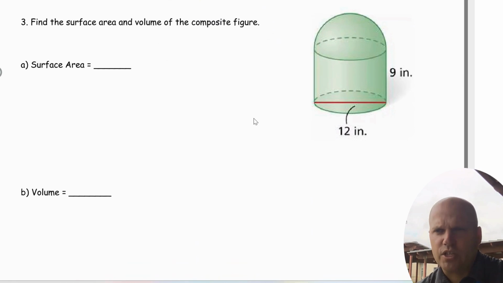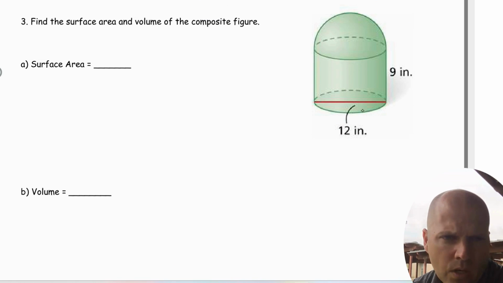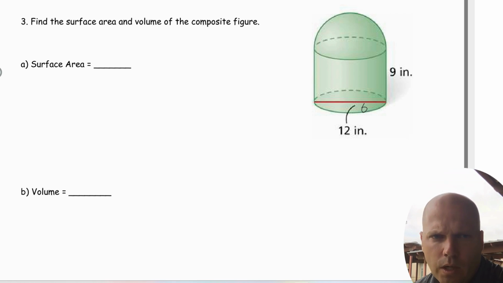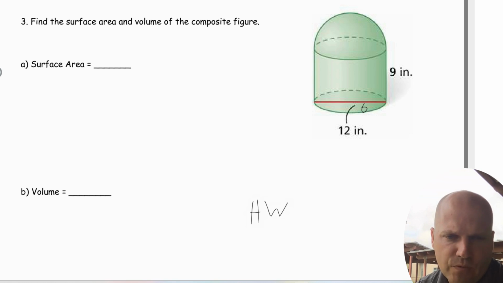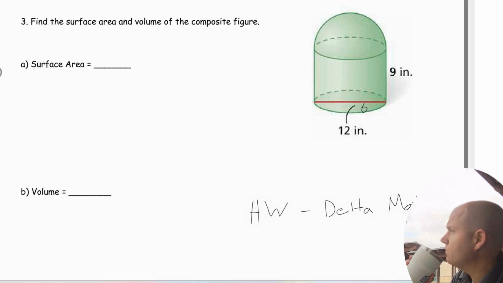Okay. The other question we have as an example involves a composite figure, which is always interesting. We got a cylinder with a circle on the bottom. We got the rectangle if I unroll it. I got half of the sphere up top. Okay. And then your homework is Delta Math, which if you have time during class, you could do. Let's do the surface area. So I got the area of the bottom, I got the middle, and I got the top. Go. And then do the volume. Go.